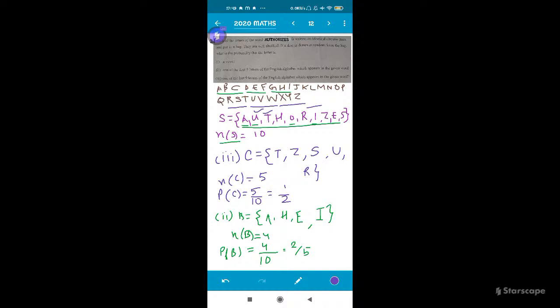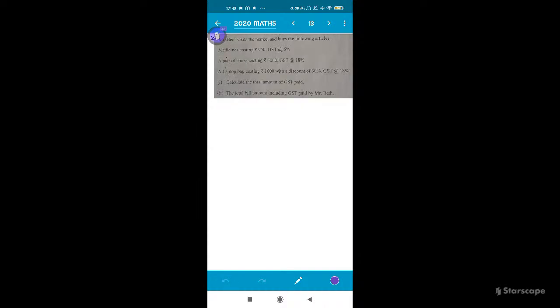This is the last question of our session today. It is a question related to GST and it is a very easy question because you don't have to consider SGST, CGST, IGST, nothing. It is just GST given to us. So let us do it.